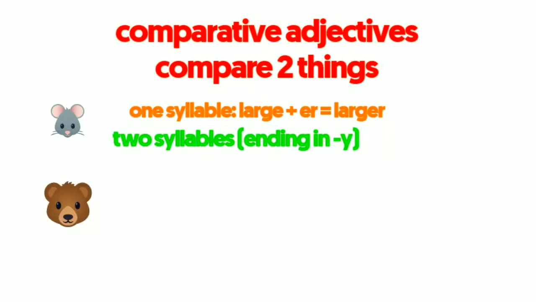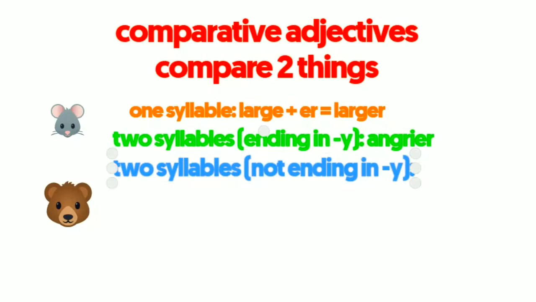2 syllables. If you have an adjective that has 2 syllables and it ends in a Y, such as angry, you're going to change the Y to an I and add ER. Here we would say, the bear is angrier than the mouse.